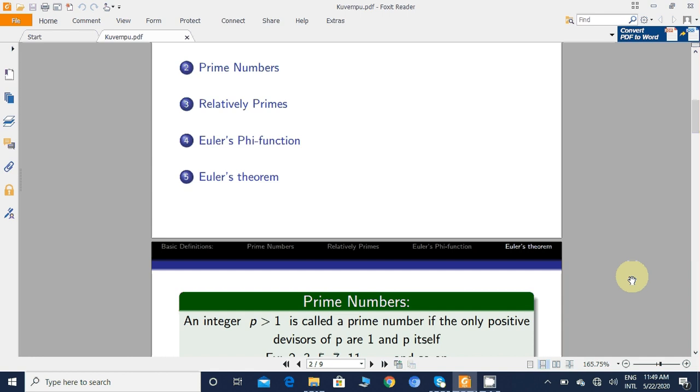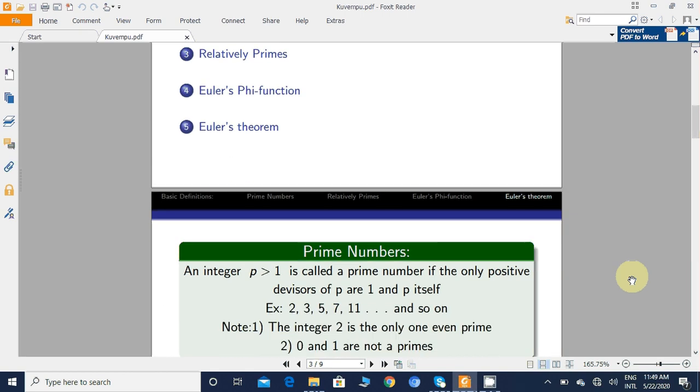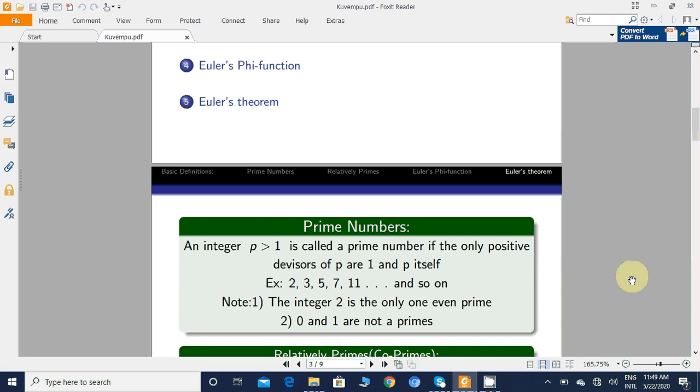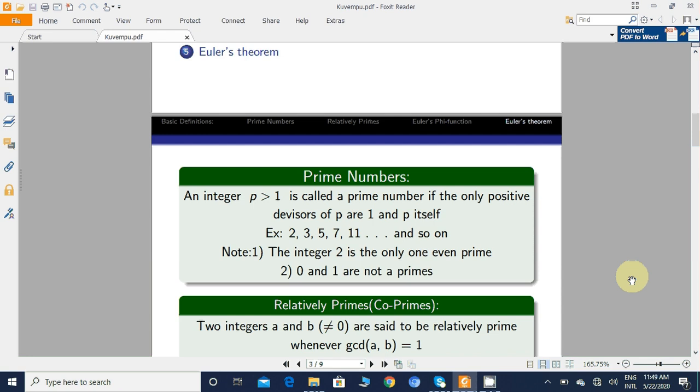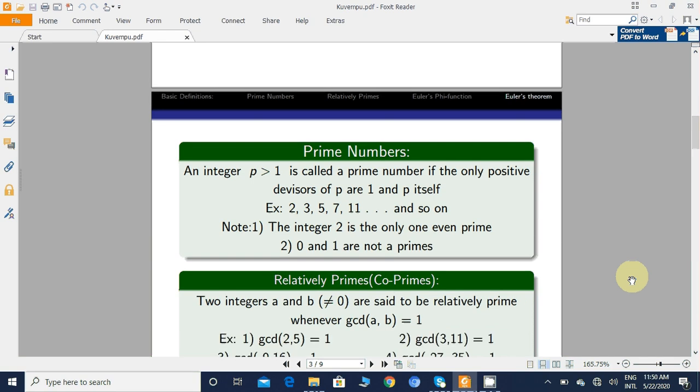Any integer p greater than 1 is called a prime number if the only positive divisors of p are 1 and p itself. Example: 2, 3, 5, 7, 11 and so on. These are all prime integers because their divisors are 1 and those numbers themselves. The integer 2 is the only even prime. 0 and 1 are not primes.